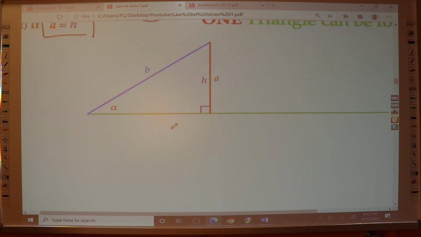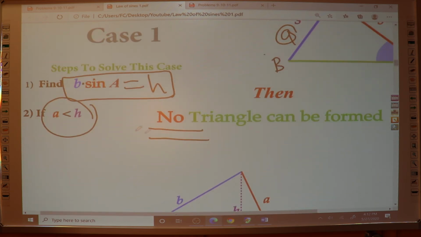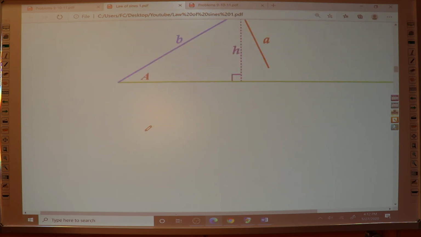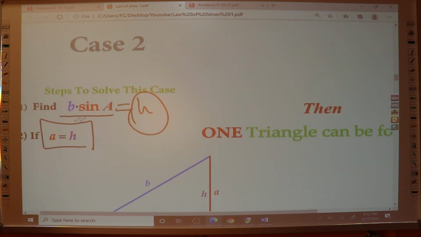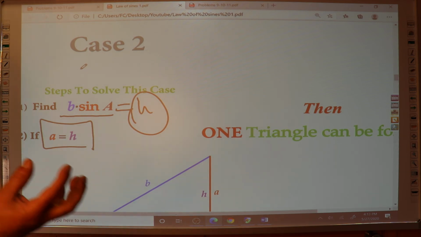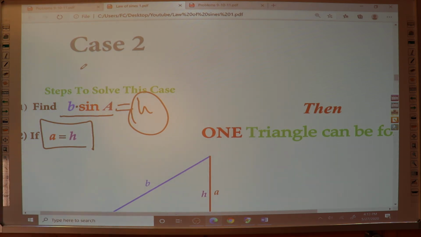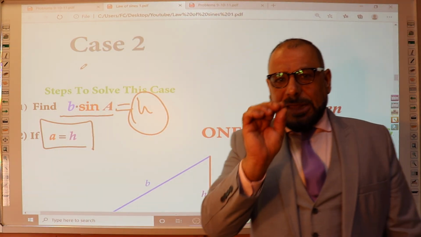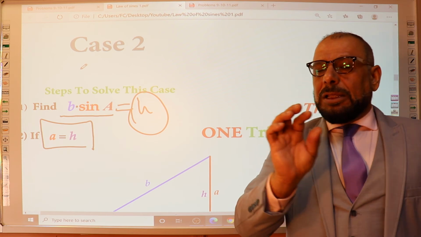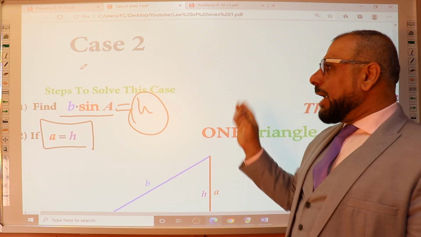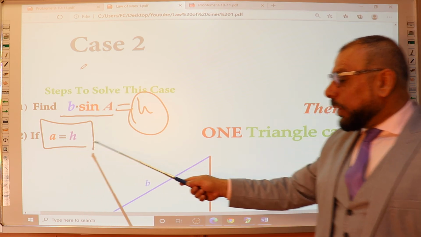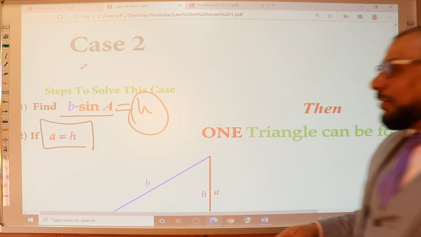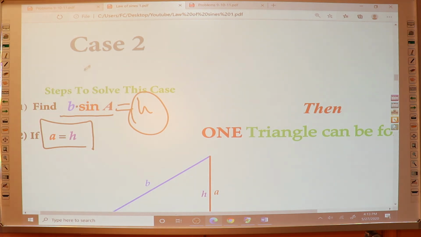Then we have, first, if A is less than H, no triangle forms. Look, it's easy. All you have to do is B sine A. In all the cases, you're going to do B sine A. If the value of B sine A, which is the height of the triangle, is greater than A, that means no triangle forms. But if A equals H, that means we have a right triangle.